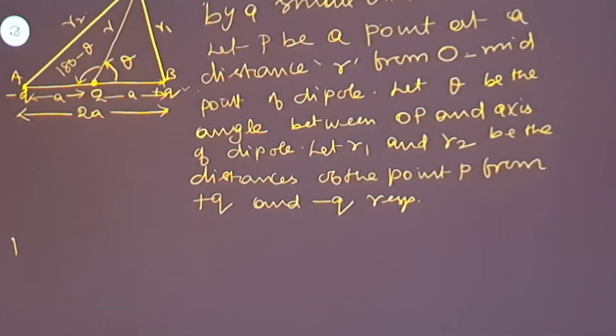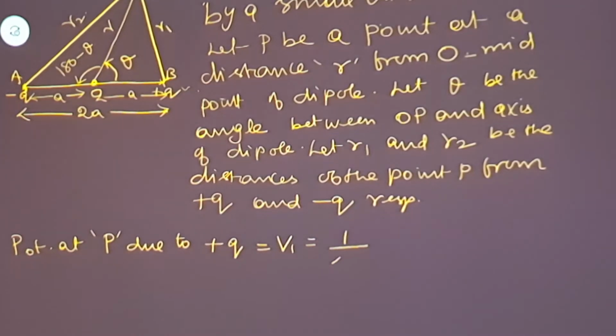So I am writing the potential at the point P due to the positive charge plus Q. Let us consider that potential as V1. In the last video we studied that the potential at a point is given by 1 by 4 pi epsilon 0 Q by R. Here, from the positive charge the distance of the point P is R1, so I am writing R1. Consider this as equation number 1.